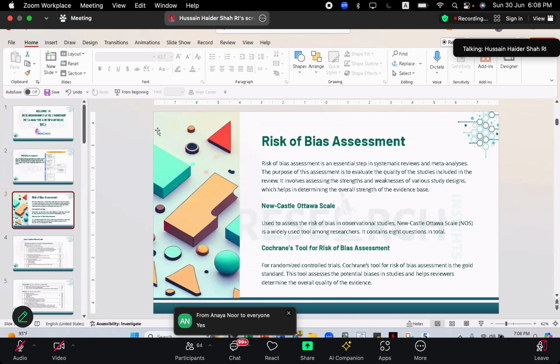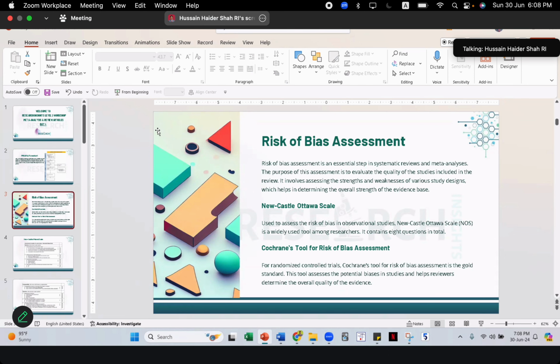Now, there are two scales. One is the Newcastle-Ottawa scale. Just remember this name. So just remember these two names. One is the Newcastle-Ottawa scale, and the other one is risk of bias. The risk of bias scale also goes by the name of Cochrane's tool for risk of bias assessment.